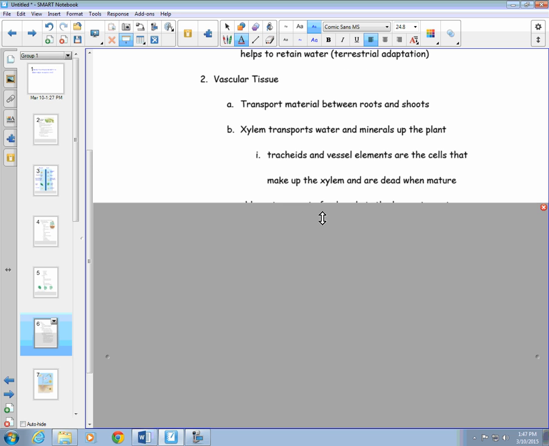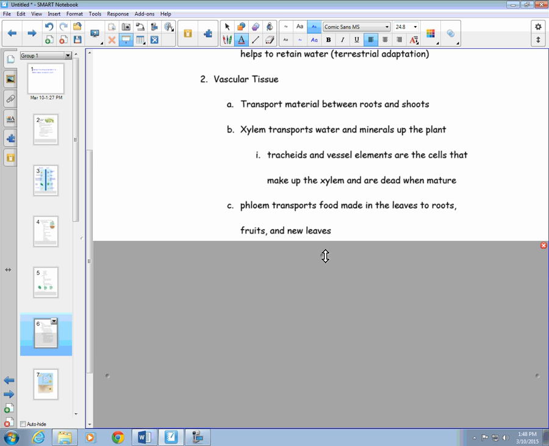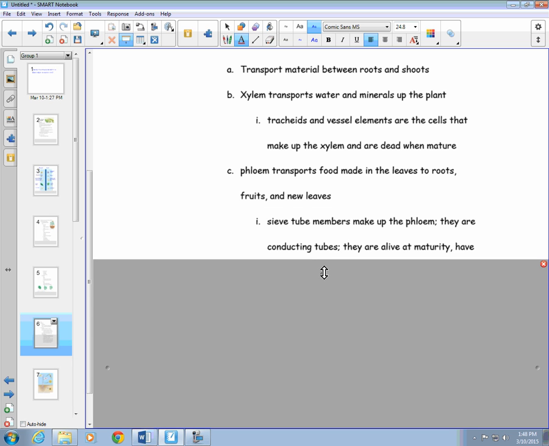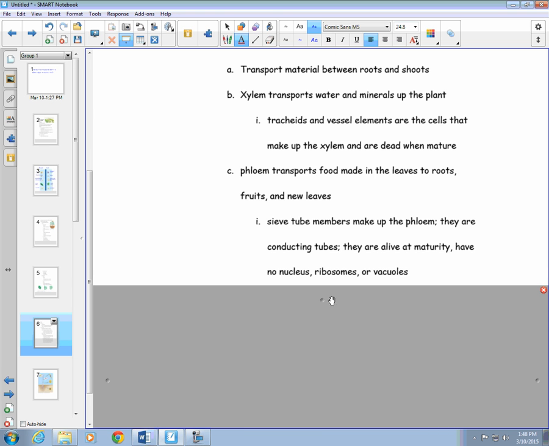The other type of transporting, vascular tissue is phloem. Phloem transports food, the food that's made in the leaves, talking about glucose. It's made in the leaves and it will bring that food to the roots. It might bring it to the fruit and it might bring it to any new leaves that are growing off of the plant. Phloem is made up of cells called sieve tube members. These cells are conducting tubes. They are alive at maturity.